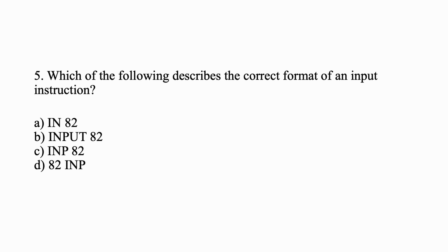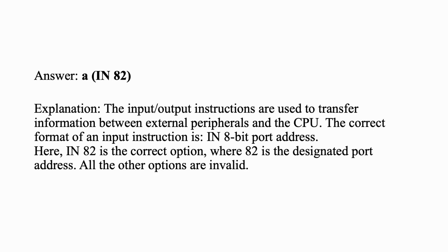So correct option is A. IN 82. This is the explanation. The input-output instructions are used to transfer information between external peripherals and the CPU. The correct format of an input instruction is IN 8-bit port address. Here IN 82 is the correct option, whereas 82 is the destination port address and all the other options are invalid.